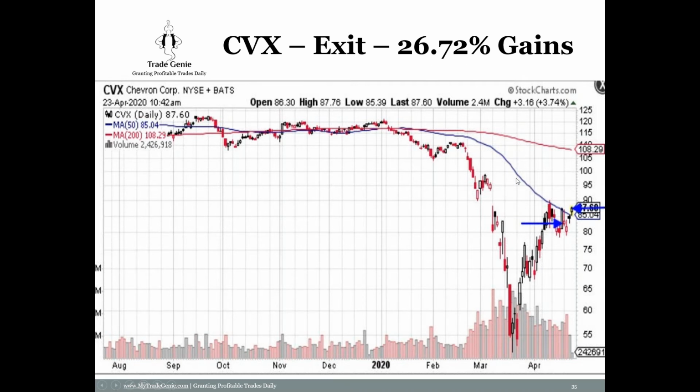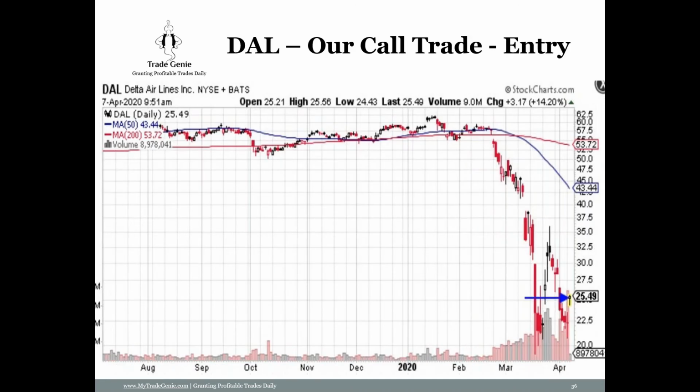Sometimes we sell something early when the stock is moving because we have other positions open, or the crude is moving down, or it's Friday, 12 o'clock. There are a lot of things happening behind the scenes, so we don't know the reason for selling at 27%. Now, Delta Airlines. Remember, all the airlines were getting clobbered.